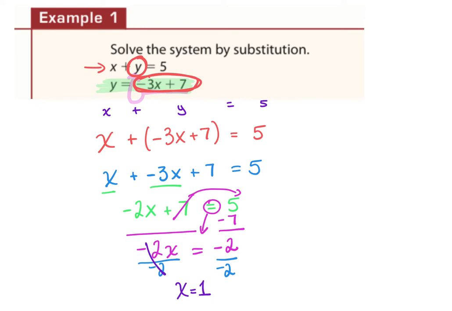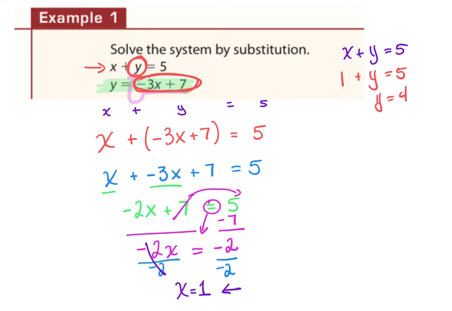If I have an x and want to get a y, I just plug in my x, all right? You can go back to either equation. It doesn't matter which, you should get the same answer. So if I go back to this x plus y equals 5, and I plug in my x, I would just say 1 plus y equals 5. Subtract my 1, y is going to equal 4, right?